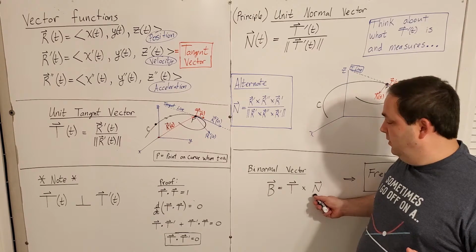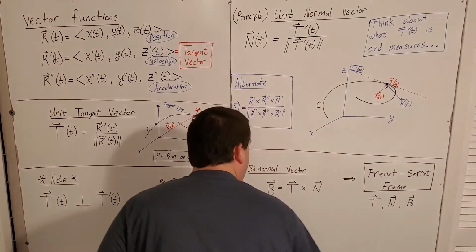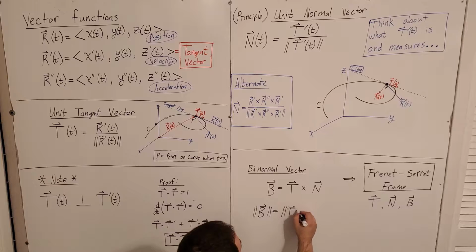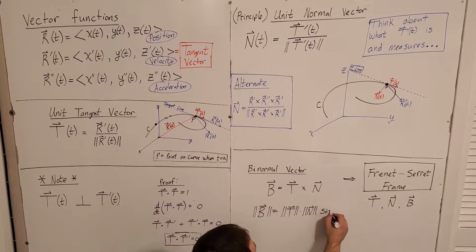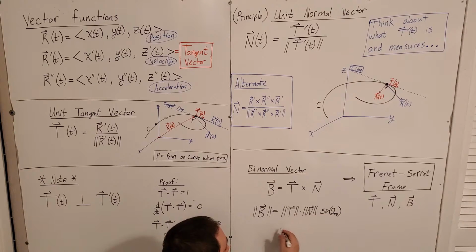They're unit vectors. Okay? So the size of B comes from the formula with cross product. The size of B is going to be equal to the size of T times the size of N times the sine of the angle between them, T and N. We just said there's a 90-degree angle between them, so this value is going to be 1. And both of these are unit vectors, so those are also 1. So what are we getting at here?